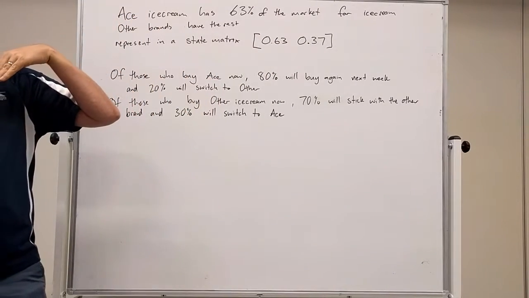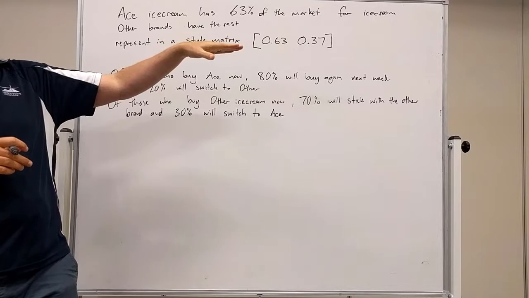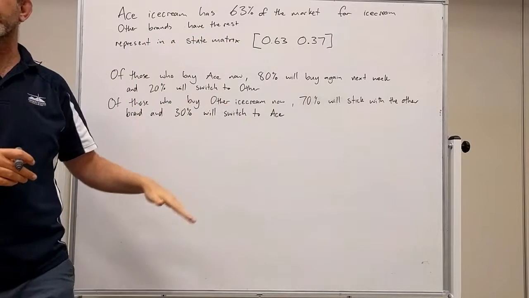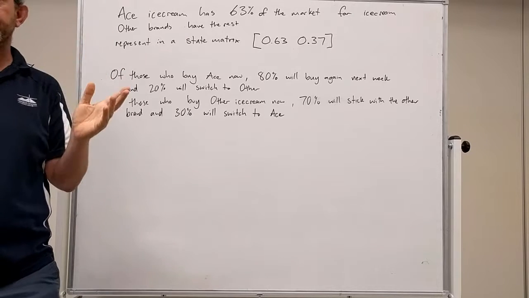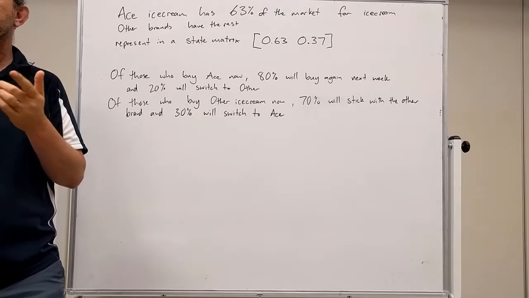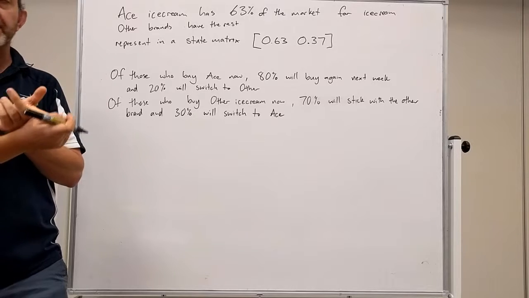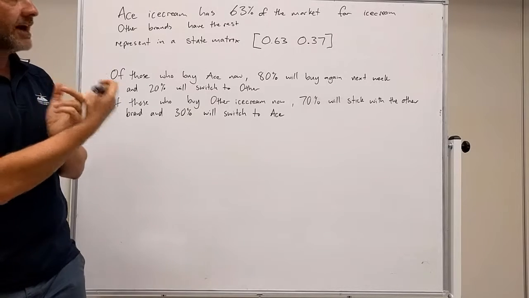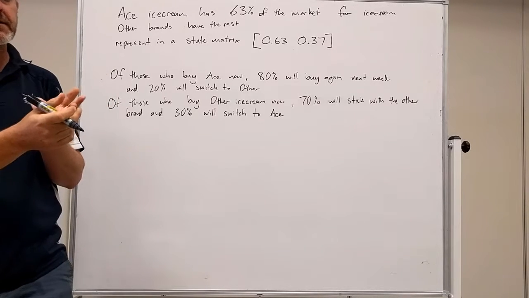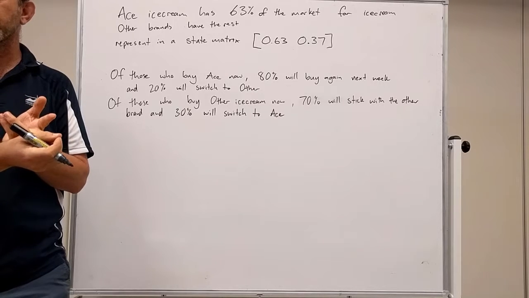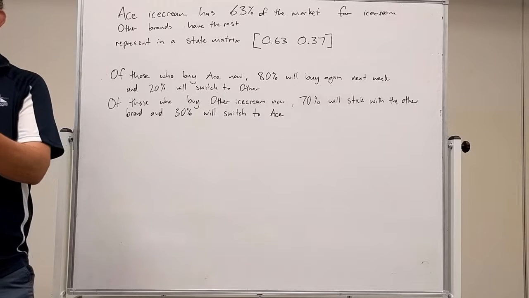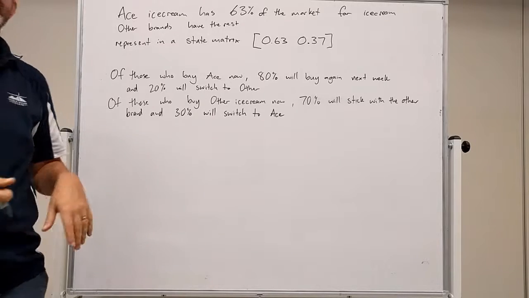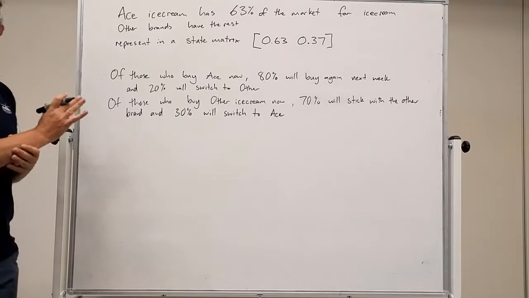What do you notice if I add together the numbers in the state matrix? What do they add up to? 1. So that means they're accounting for everyone, what everyone does. 63% are eating Ace ice cream this week, and 37% are eating the other ice cream. It's called a state matrix because it tells us the state of where things are at, okay? That use of the word state.